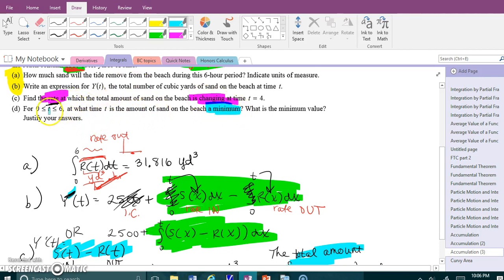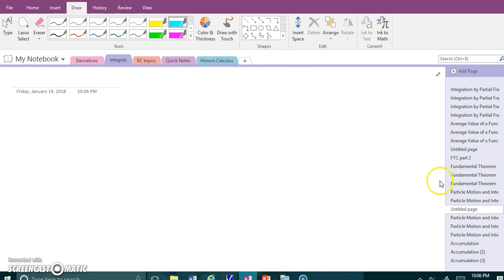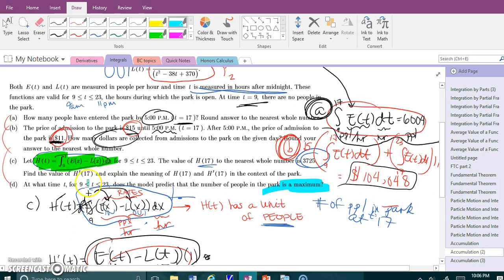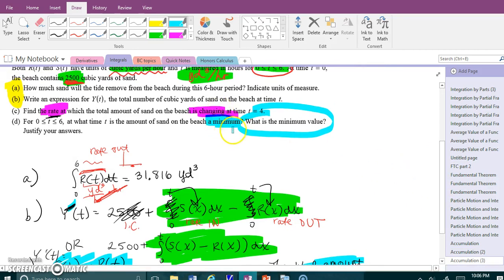We want to know during the 6 hours, when is the amount of sand on the beach a minimum? And this is crucial here. Not only are they asking when, which is what they did in this problem. Hold on. This problem here, they just wanted to know a time. This one is the slightly more involved one because they want to know not only when, but then what is the actual amount.